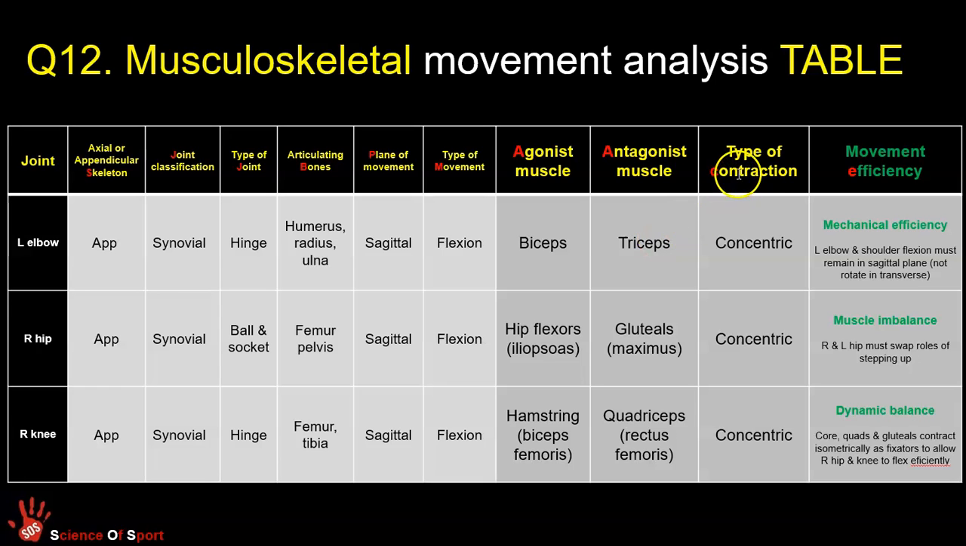You've also got to know, so Justin Bieber plays music at concerts, the C was for contraction. What type of contraction is the agonist working in? How is that muscle working? Many movements are concentric, but you may need to appreciate that some might be eccentric or isometric.